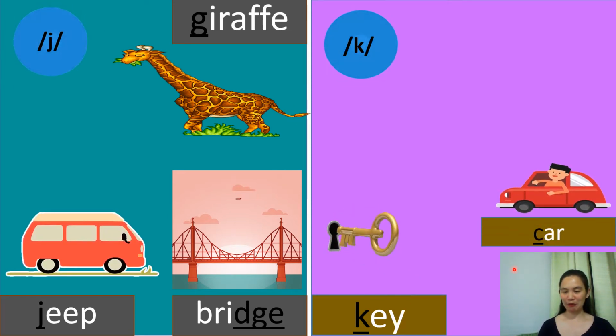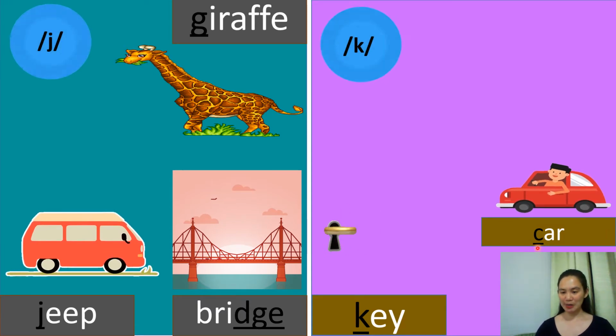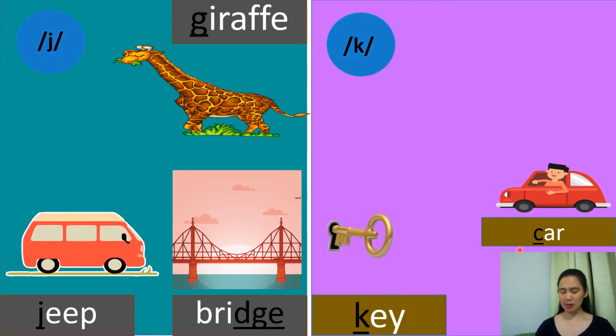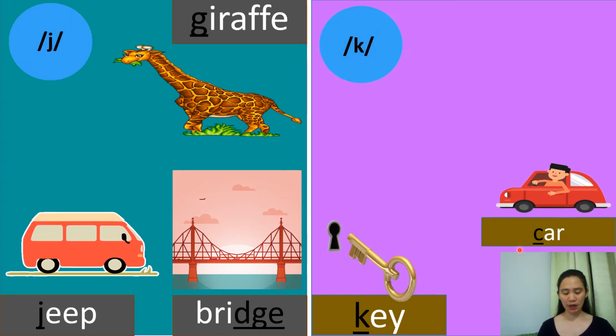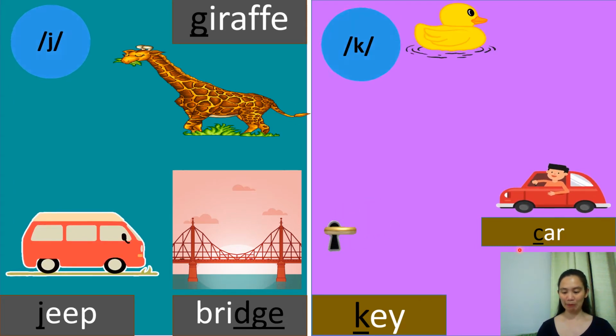Next word, we have the word car. The letter C here stands for the sound of K. Take note, not all words that start with letter C have a sound of K, because sometimes letter C has a sound of S, like in the word city. But this time, the C functions like K, like in the words cat, cook, and camp.